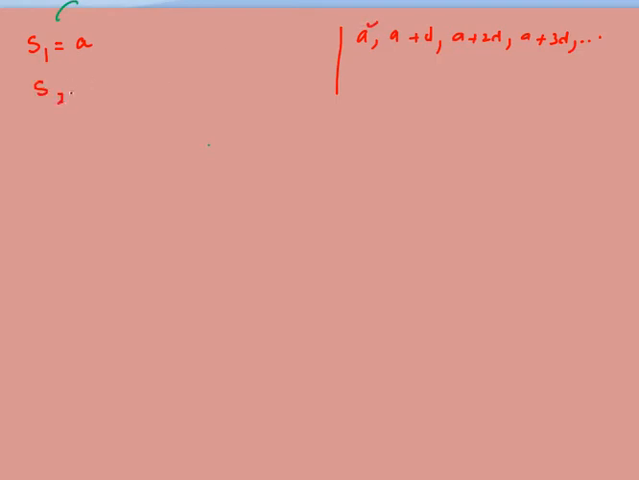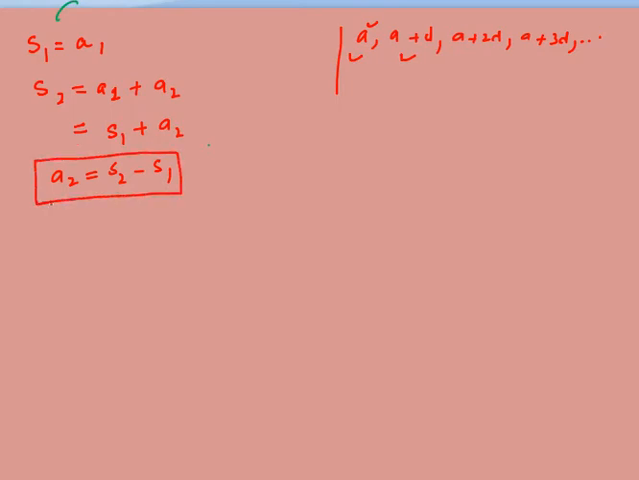If I talk about S2, what will you write? First term plus second term, right? I'll write it like this: A1 plus A2, first term plus second term. Now if you put the value of A1 as S1, what will you find? A2. So from here, can you see what you are obtaining? A2 is nothing but the sum of two terms minus the first term.